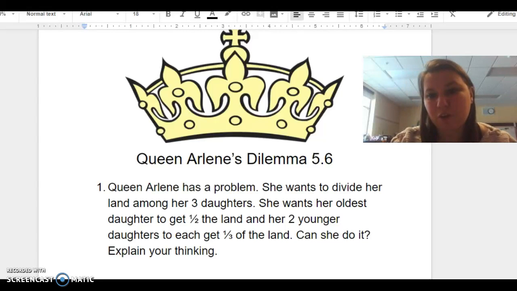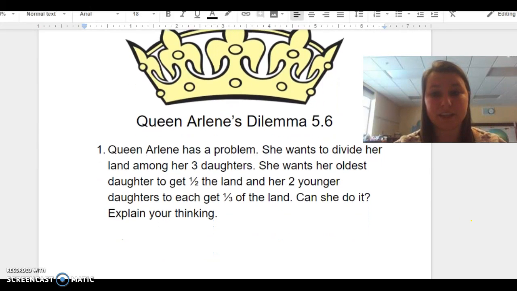Yesterday in math, we were looking at Queen Arlene's dilemma. Remember, a dilemma means a really big problem. So yesterday we were looking at this problem number here, and we thought that she probably couldn't do it, right? So now let's go on to the second part of this problem.